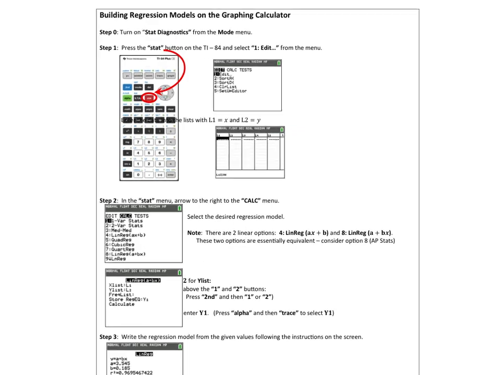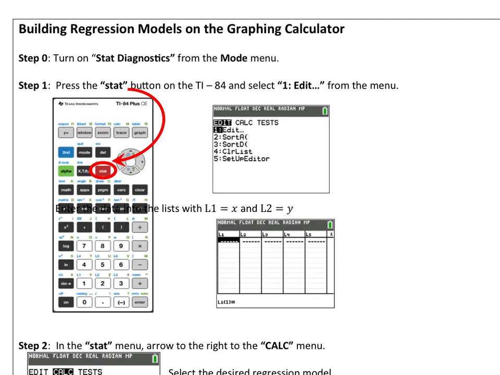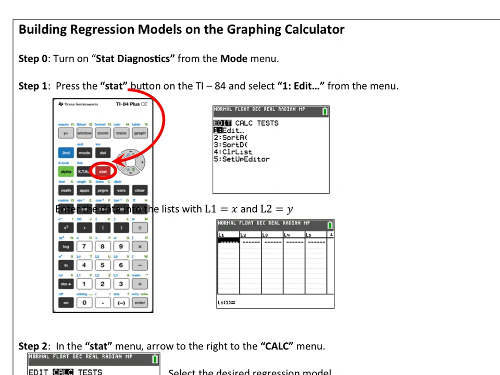So we just take a second to look through the steps to writing a regression on a graphing calculator. Again, this now becomes like a formula chart-ish for you. Step 0 is to turn on the stat diagnostics from the mode menu. So let's make sure we know how to do that. Look at your calculator.